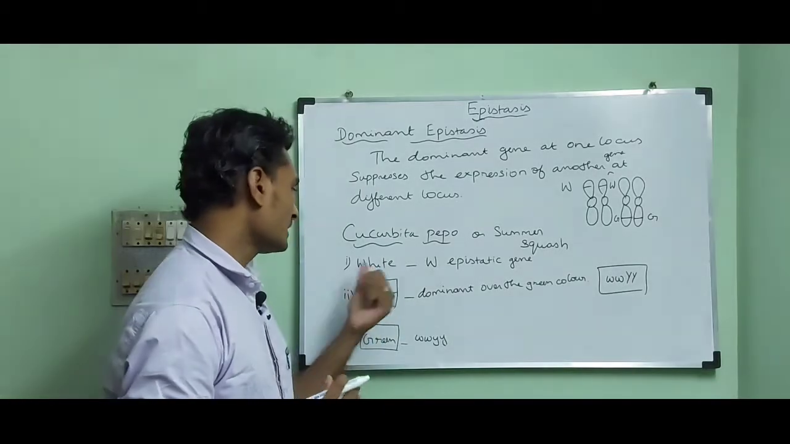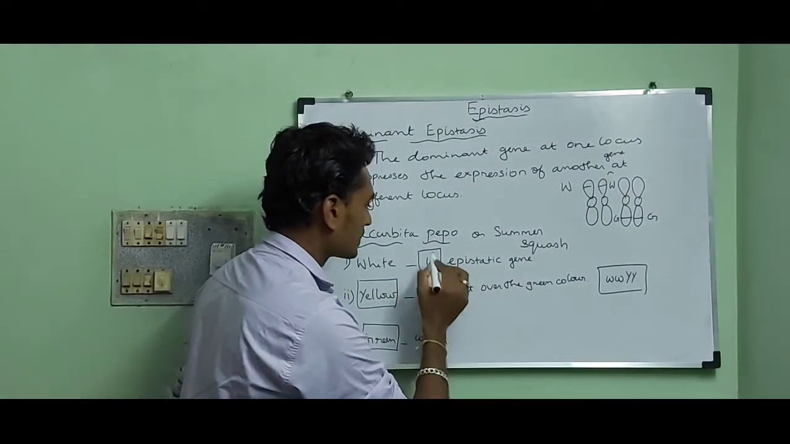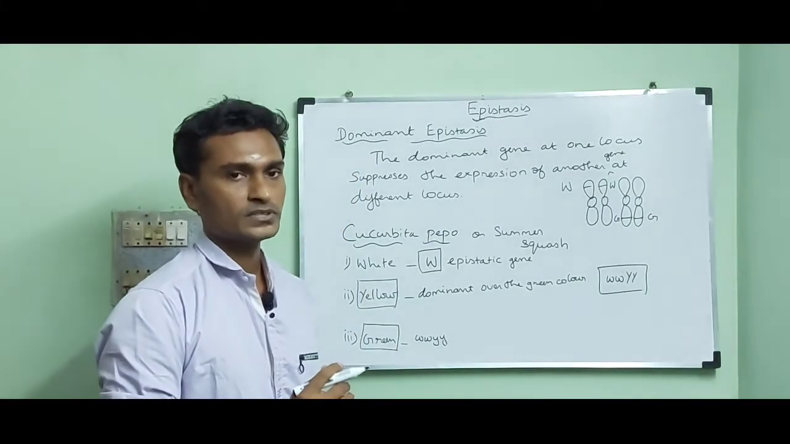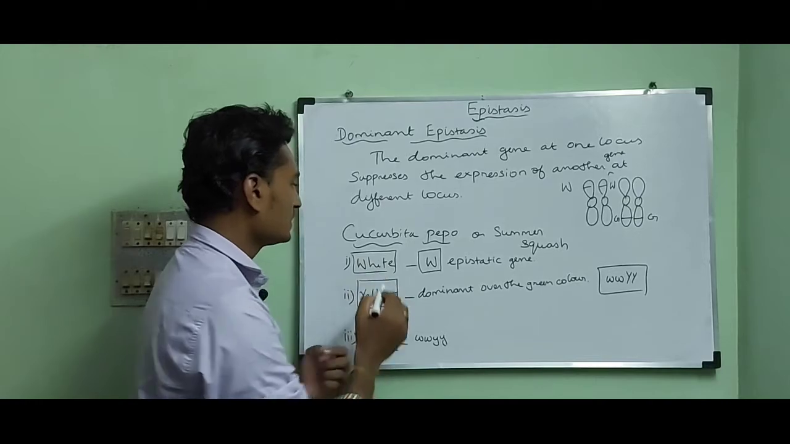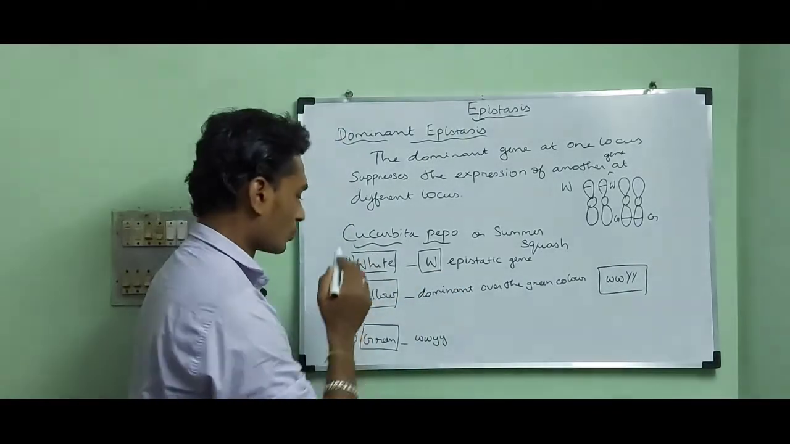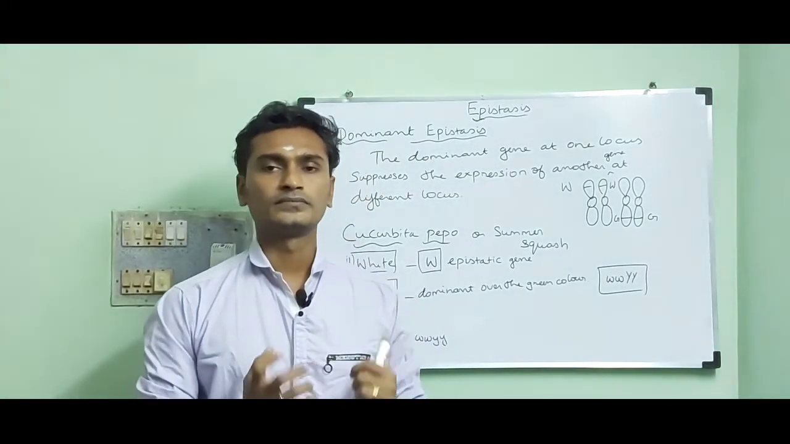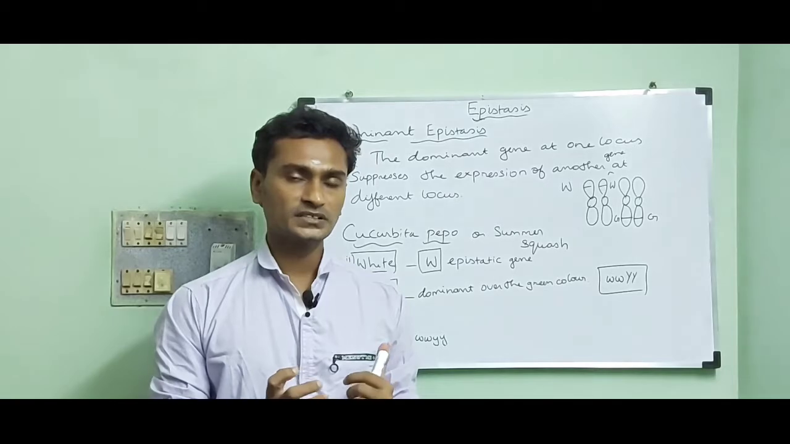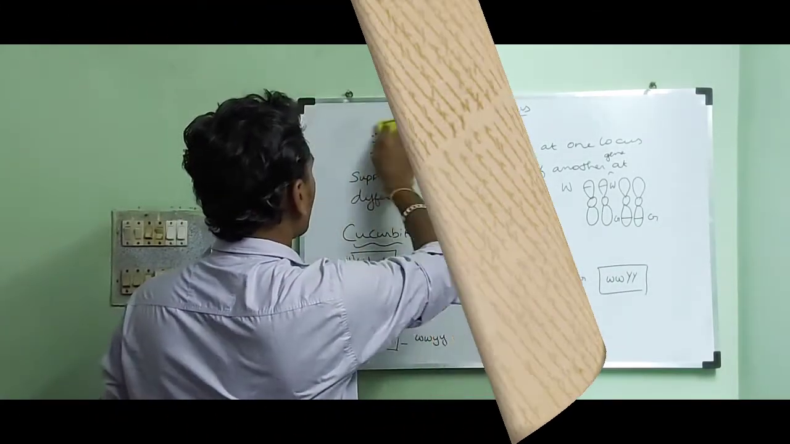While in the white color a single gene or allele, capital W, is enough to produce the white color. Now I am going to figure out the dominant epistasis cross in Cucurbita pepo.